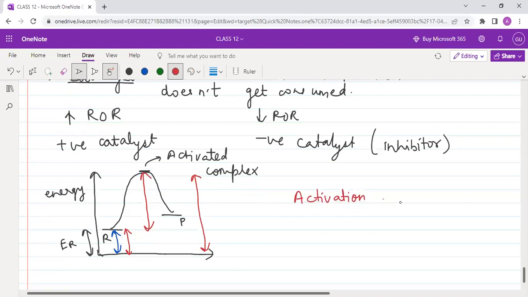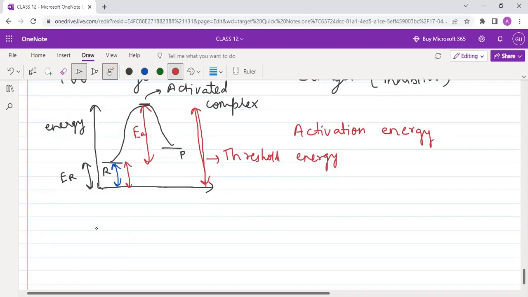So this activation energy is this much, the extra amount, and it is represented by EA. We are talking about this EA, right? Activation energy. So it is the extra energy. And the total energy which should be possessed by the reactant molecule, this total energy, is called threshold energy.